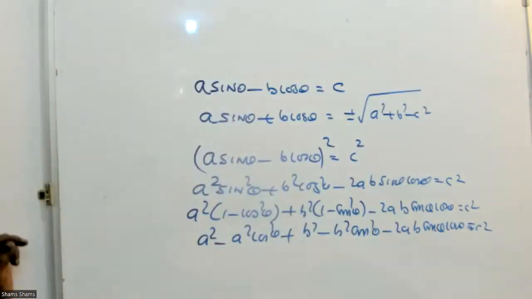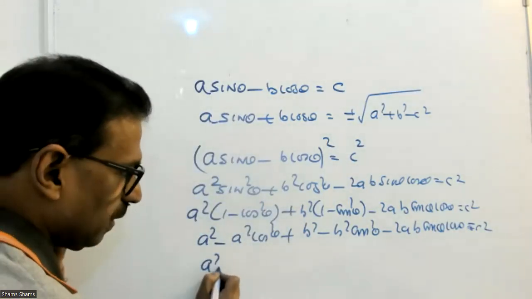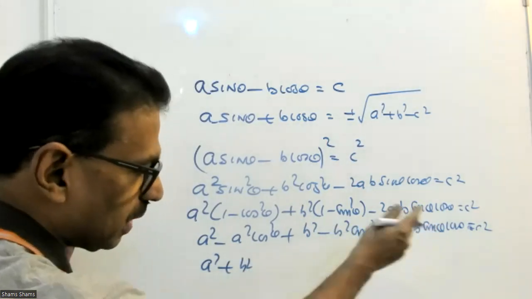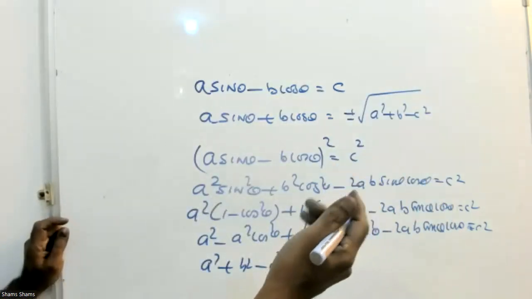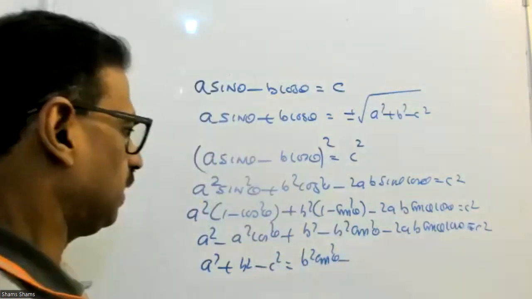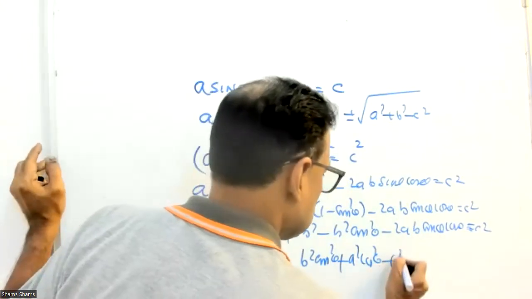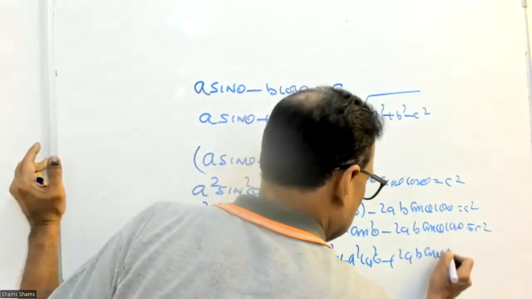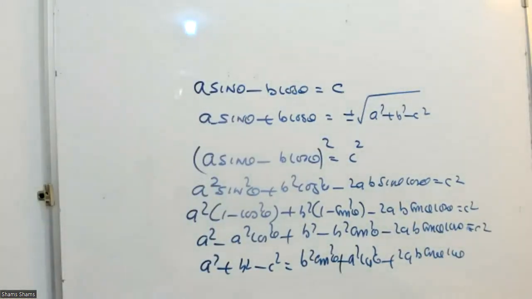We want A square, B square, everything here now. A square plus B square, and C square coming to here, minus C square, goes to the other side: B square sin square theta plus A square cos square theta plus 2AB sin theta cos theta. Just wait, there's a mistake in the question. That's why I got stuck in between.